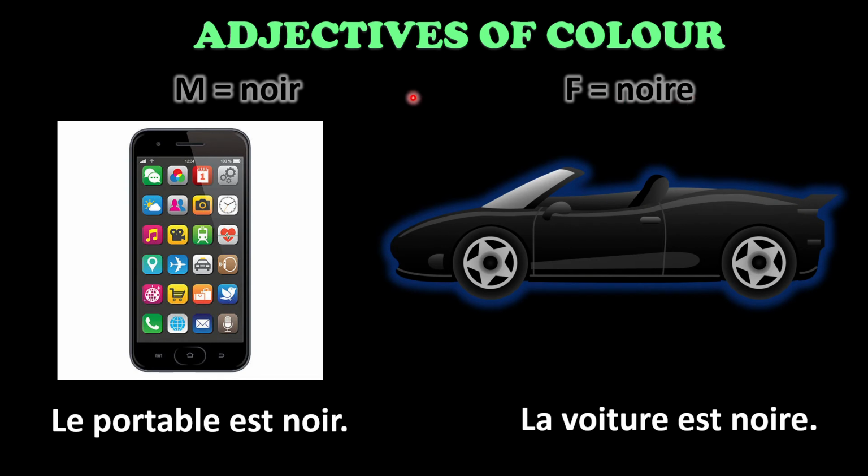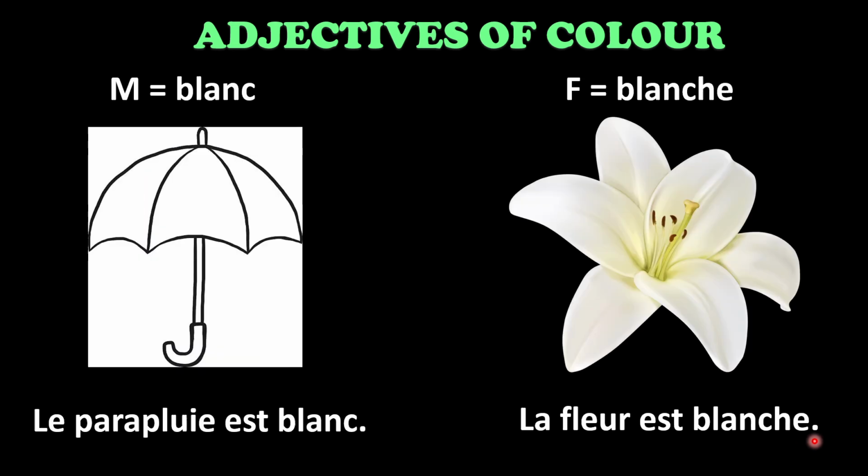The next color is black. Okay, black changes. The masculine is noir, the feminine is noire. Okay, there's no E for the masculine, the feminine you have to add on an E. So when I'm talking about a masculine object like a phone, le portable est noir. Okay, le portable is a masculine object, so you have to use the masculine form of the adjective. La voiture est noire. Talking about a feminine object here, car is feminine. Okay, la voiture, you have to use the feminine form of the color.